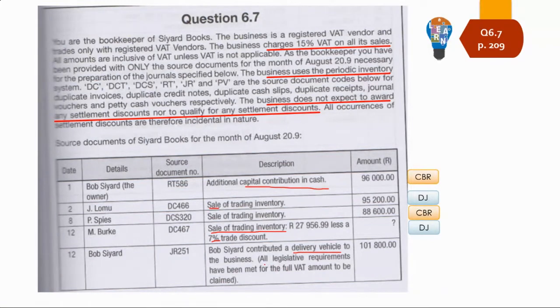All legislative requirements for the full VAT amount to be claimed have been met. So this means we can claim the input VAT. If they don't tell you this, then input VAT is normally denied.